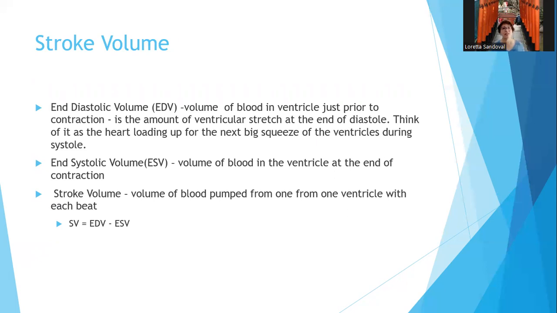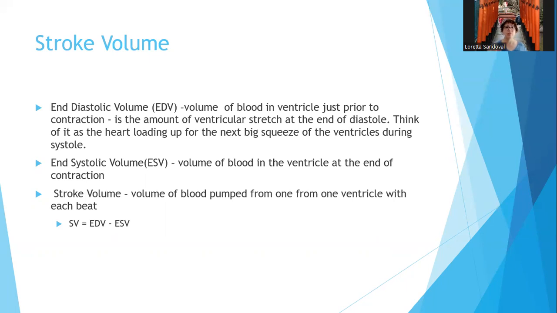So the end diastolic volume is the volume of blood in the ventricle just prior to contraction. That's the most amount that you're going to have in your ventricle. You can think of it as the heart loading up for that next big squeeze of the ventricles during systole. The end systolic volume is the volume of blood in the ventricle at the end of contraction. There's always a little bit. And ejection fraction, which we'll talk about in a minute, is the difference between those two. It's basically how efficient your heart is.